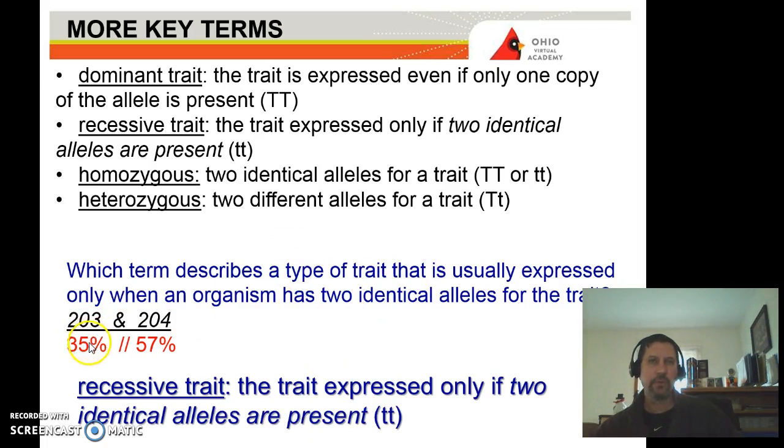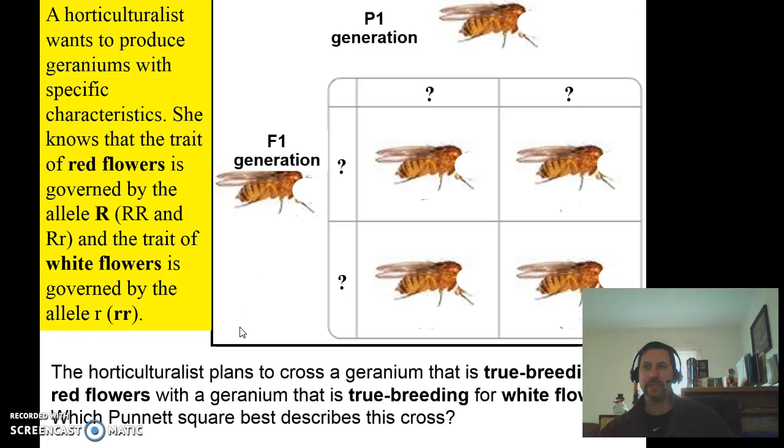Now, for 203, 35% of you got it right, which is not very good. You were a little bit confused, and for 204, it was a little bit better, 57, but you're still confused. So let's look at the next one.